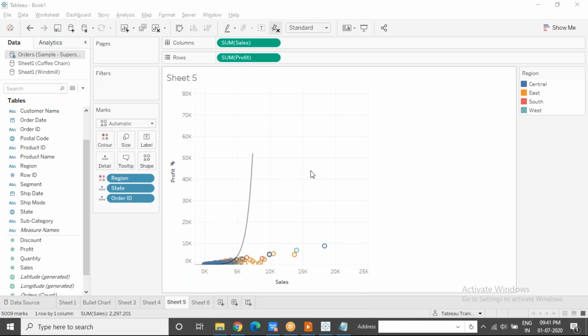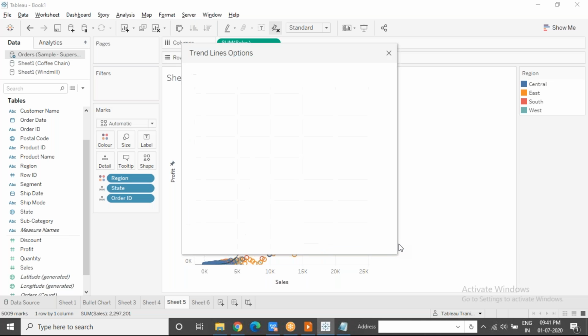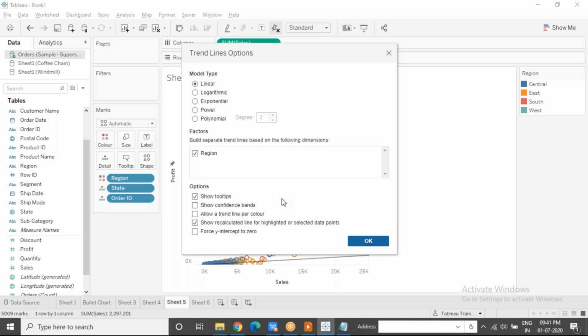Okay. How to go to the trend lines option is you right click on the chart, go to trend lines and select the option edit trend lines. Okay. And then you choose from the options that are available.